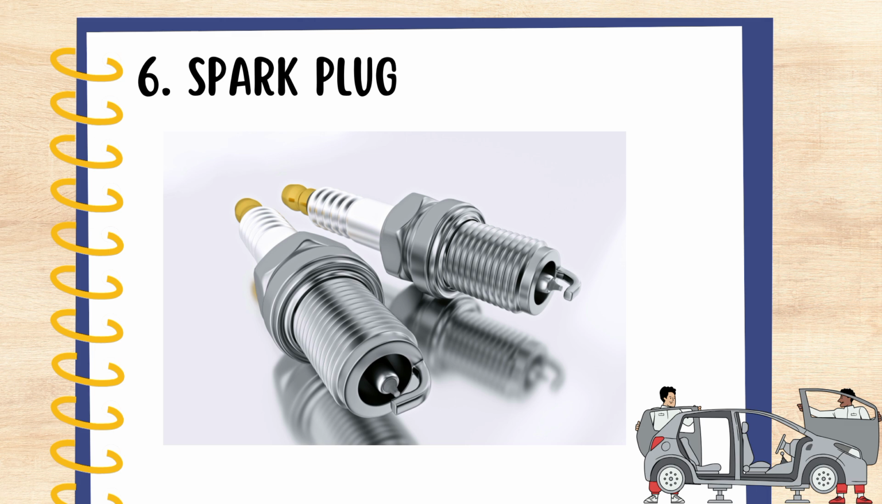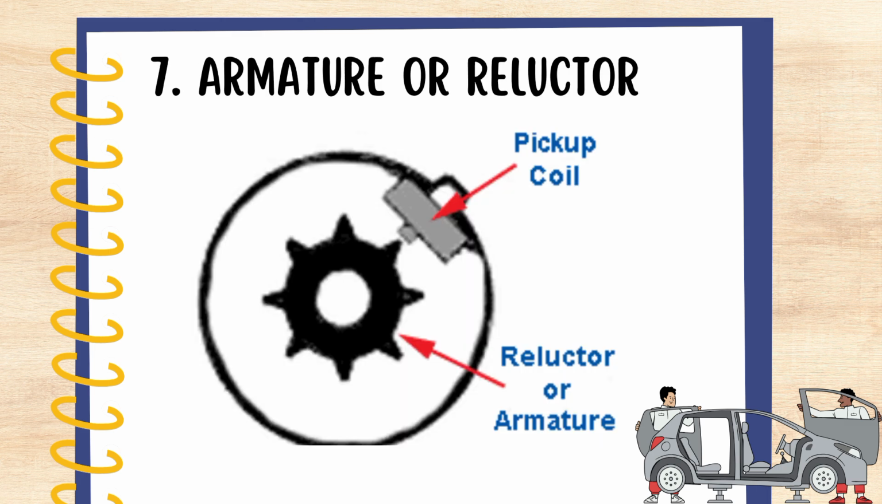The next one is the spark plug. That's the picture of the spark plug. It is a small device that creates the spark inside the combustion chamber. The function of the spark plug is to generate an electric spark that ignites the air-fuel mixture, creating the explosion that powers the engine.